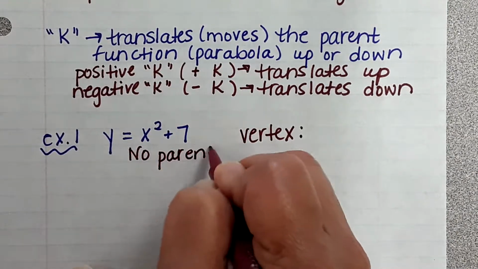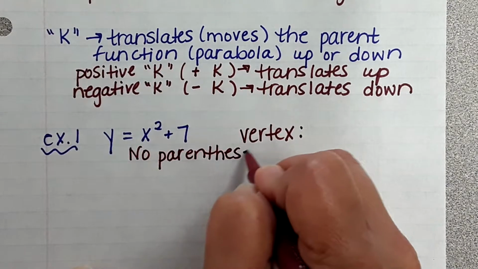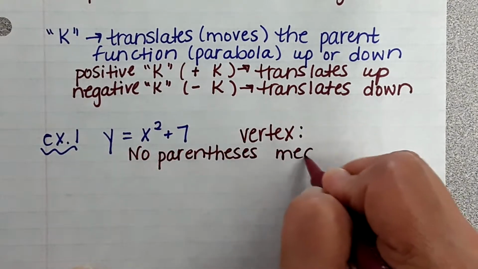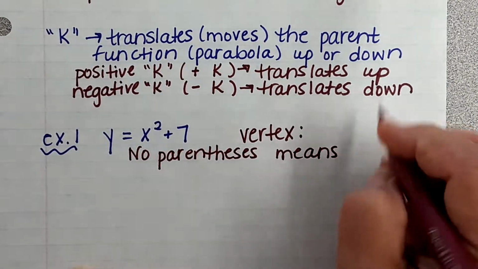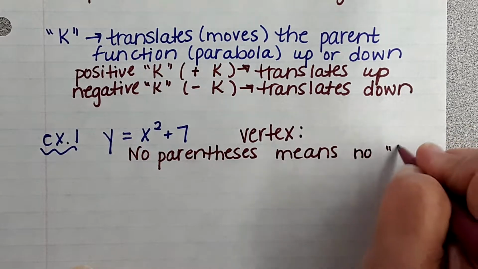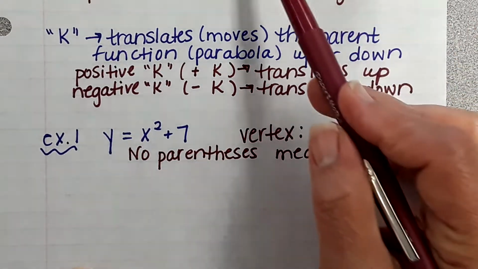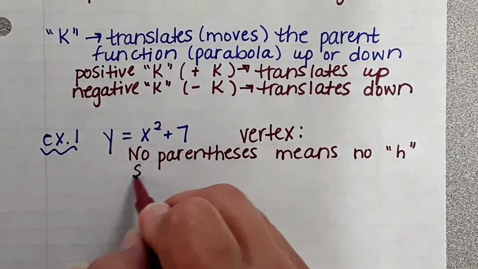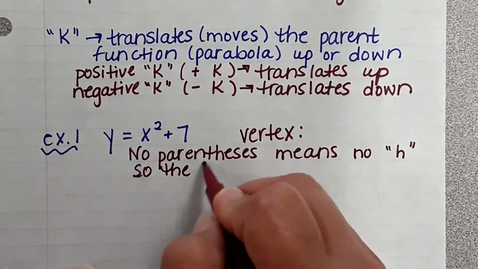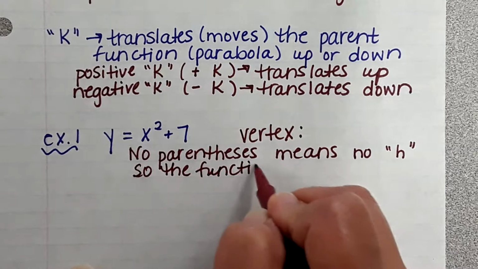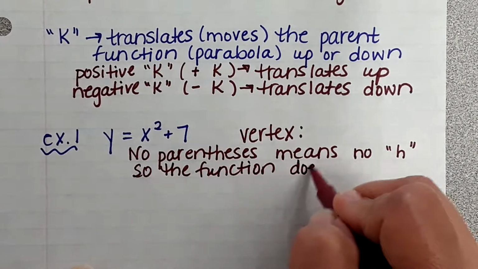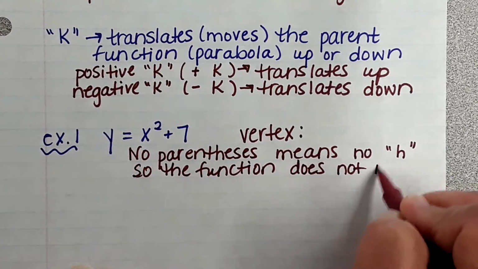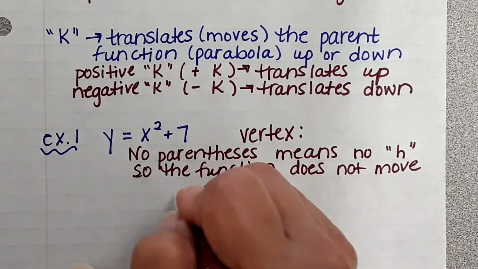No parentheses means no H. It means there's no vertex. Okay. And so the function does not move left or right.